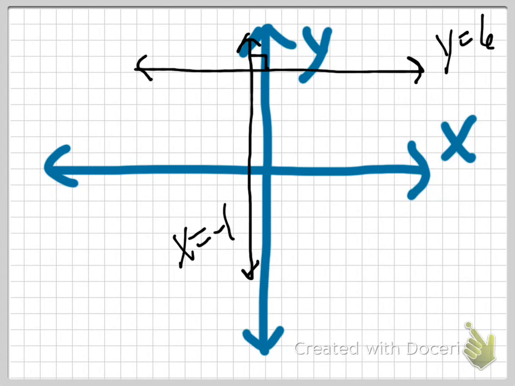Horizontal and vertical lines are always going to be what? Perpendicular. They're always going to cross at a right angle. So when you see one that is just a y equals or an x equals, that's all you have to do, you know immediately those are perpendicular. Okay.